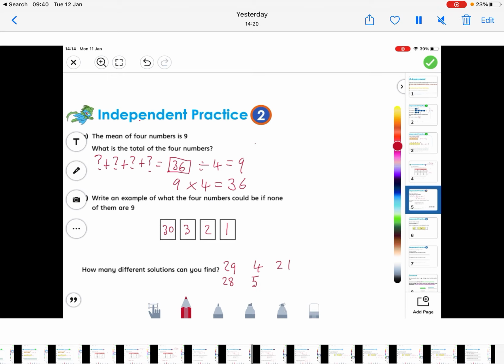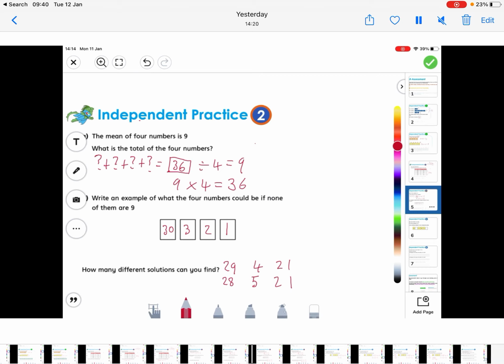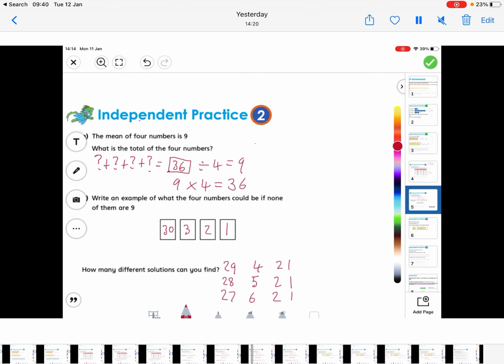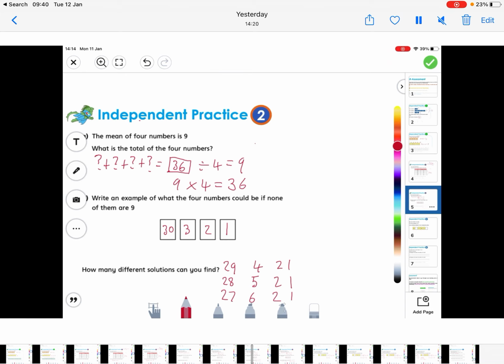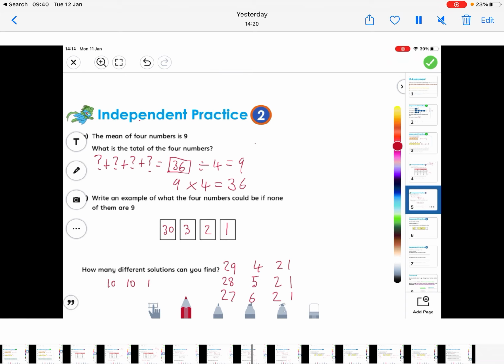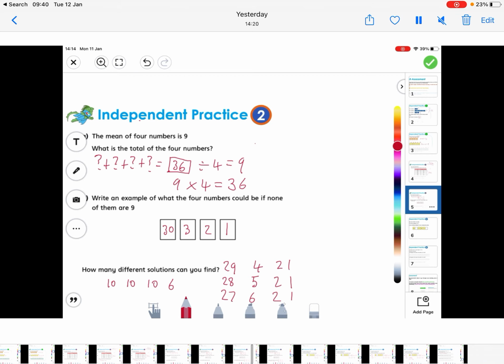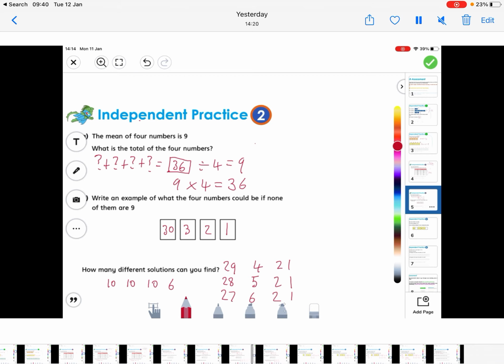Now, there's going to be so many different solutions. For example, the numbers could be 29, 4, 2 and 1. It could be 28, 5, 2 and 1. It could be 27, 6, 2 and 1. There's so many different possibilities, but as long as all of the 4 numbers equal 36.